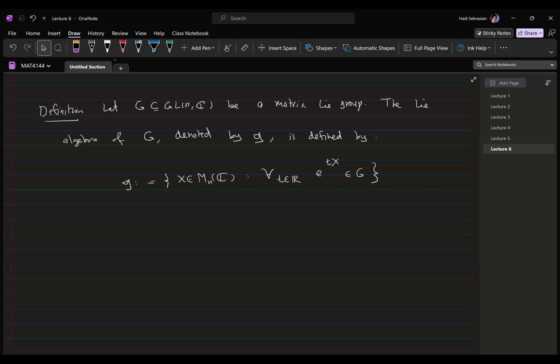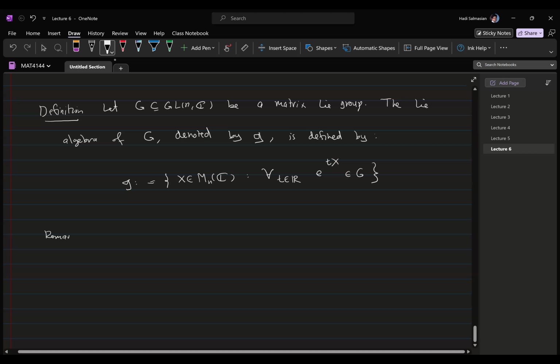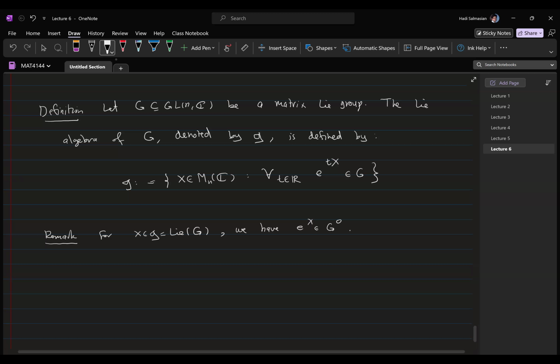Okay, so I finish with this remark. For X in this Lie algebra, maybe let's write Lie(G), which is another notation commonly used, we have that e^X is in the connected component of the identity of G. That's just because this is a path connecting the identity element to e^{tX}, so it should lie in the path connected component of the identity.